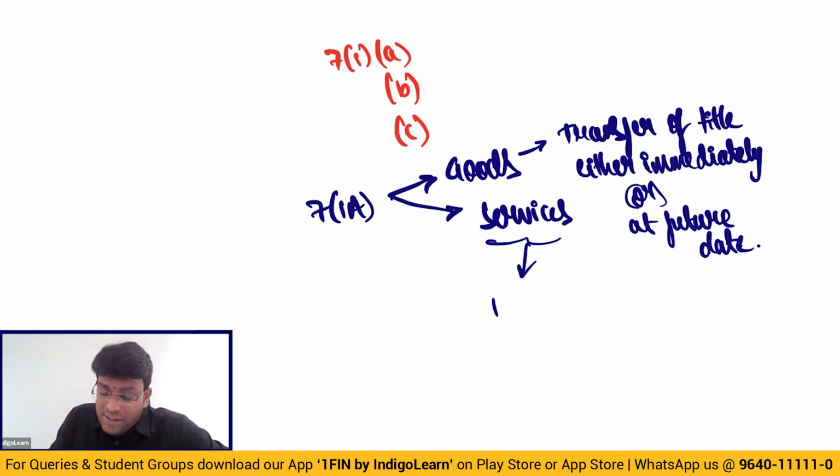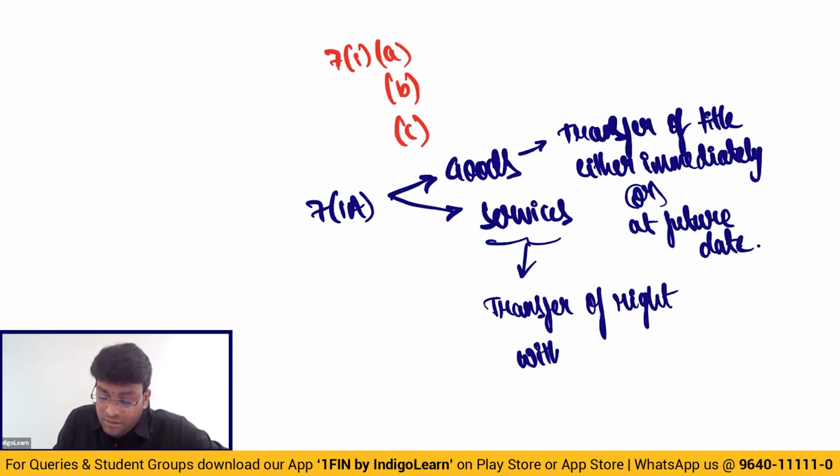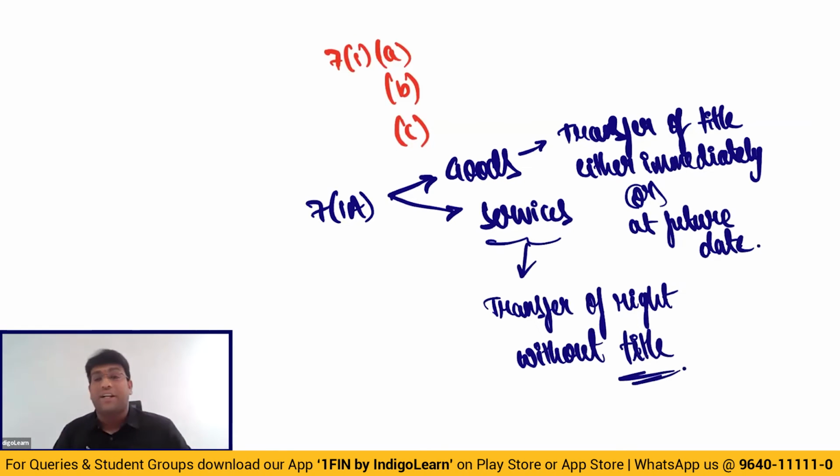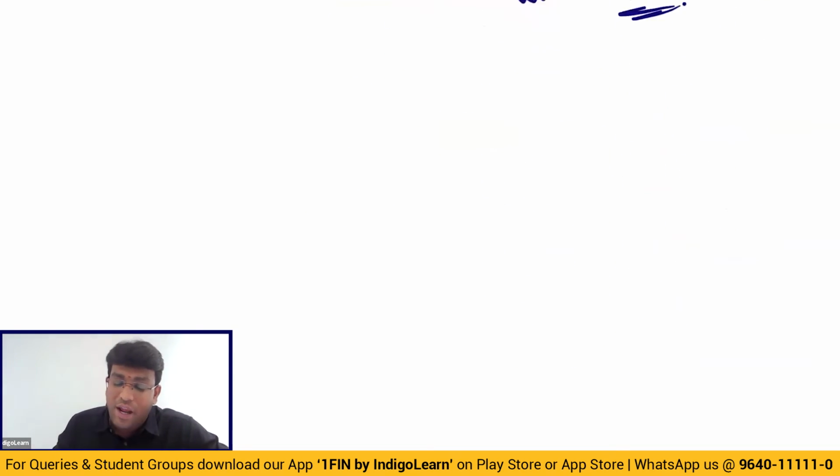Future date classic example is hire purchase system, where ownership will pass on payment of the last installment. Services means there is a transfer of right without transfer of title. We call it a service. We call it goods only if there is a transfer of right along with transfer of title, and the title may pass either immediately or at a future date. Getting clarity on this point, my dear friends? That's it. That is the story of section 7(1)(a).